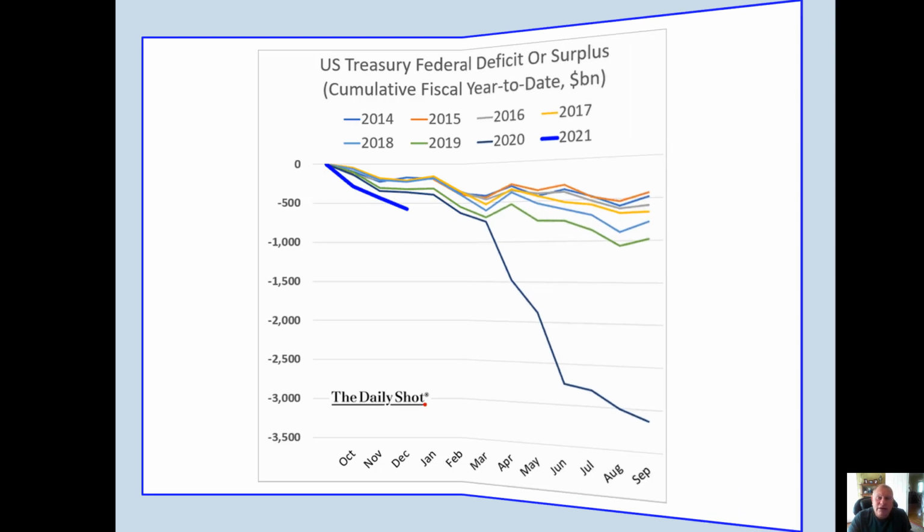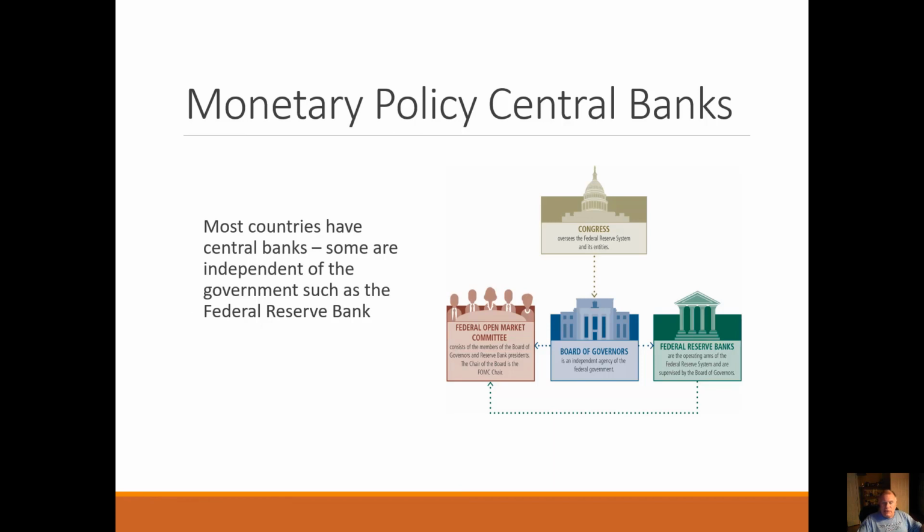So the first is monetary policy. This is done by the central banks. Almost every country has a central bank. Some are independent of the government, and others are dependent. In the United States, the Federal Reserve Bank is independent of the government itself. Congress oversees the Federal Reserve System and its entities. They're governed by a board of governors, different reserve banks, and supervised by the board of governors. Then there's the Federal Open Market Committee. This is probably the most important part of the Fed.